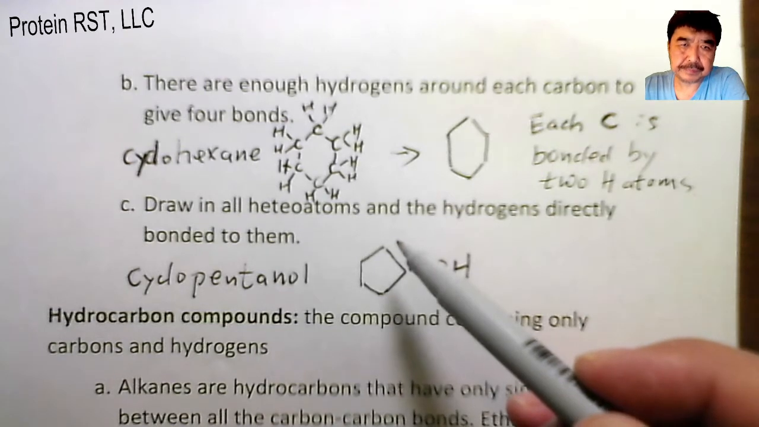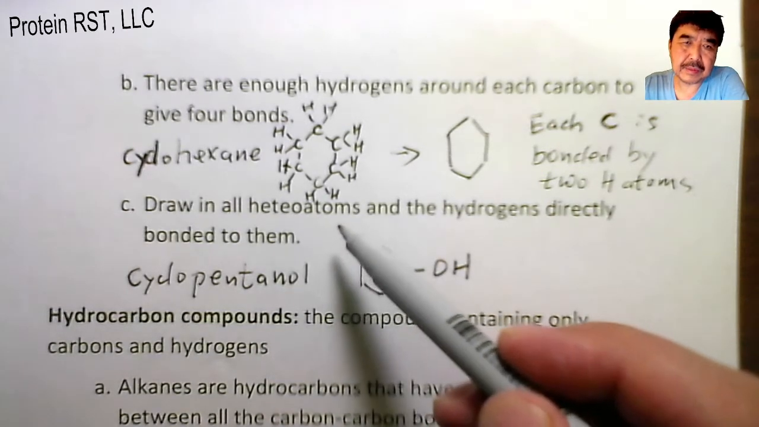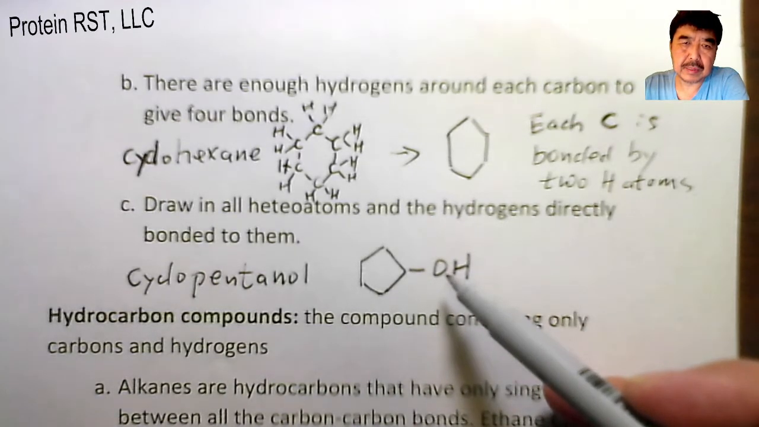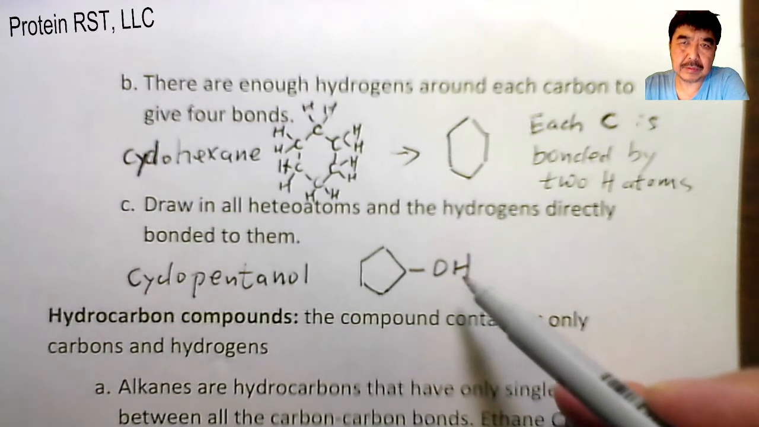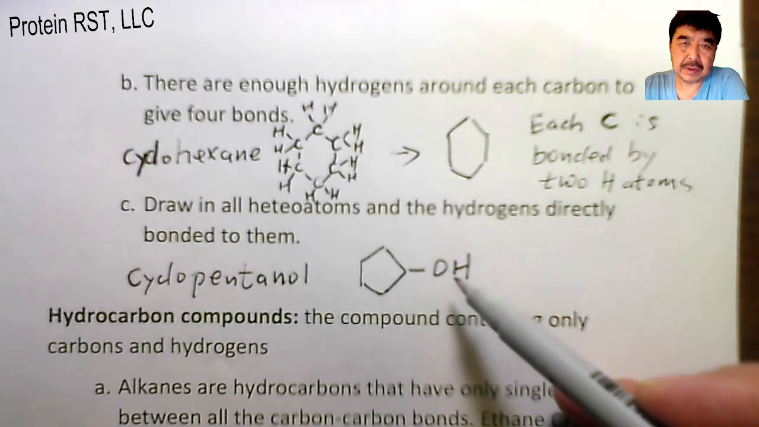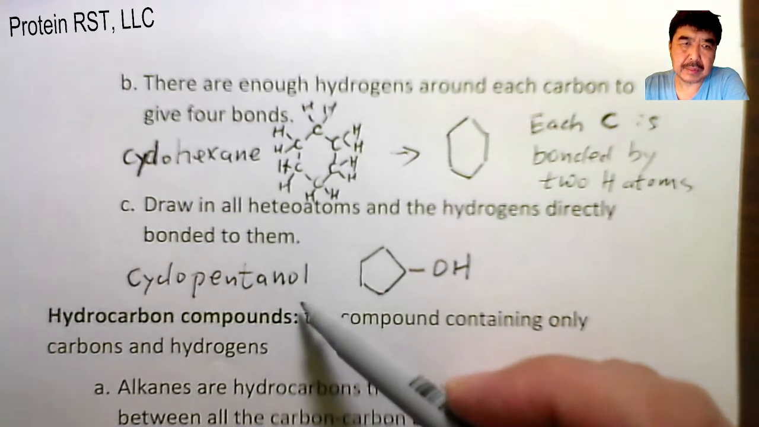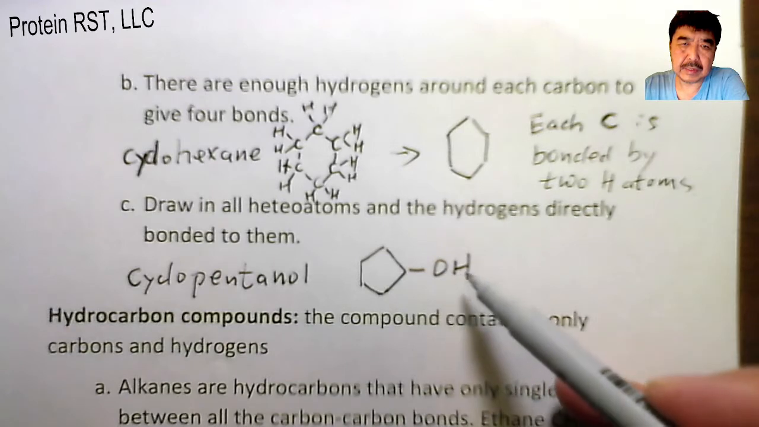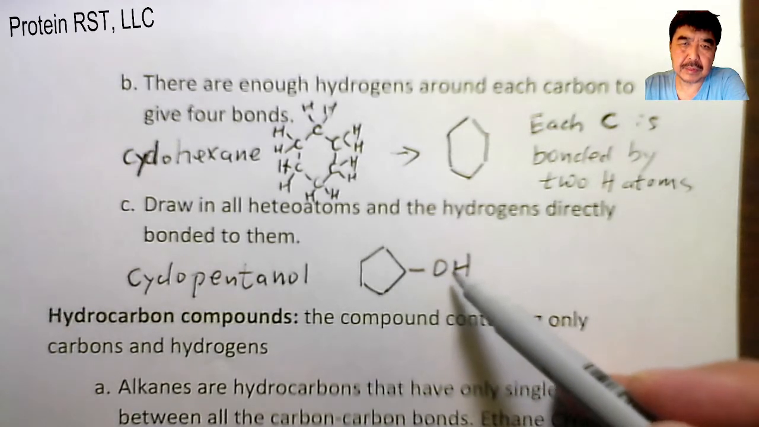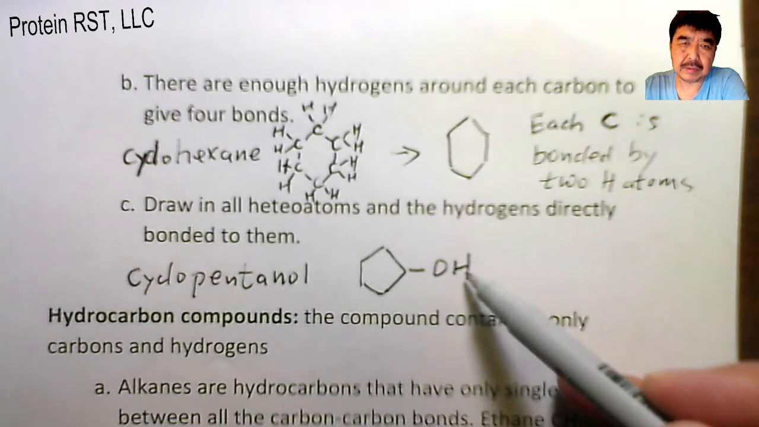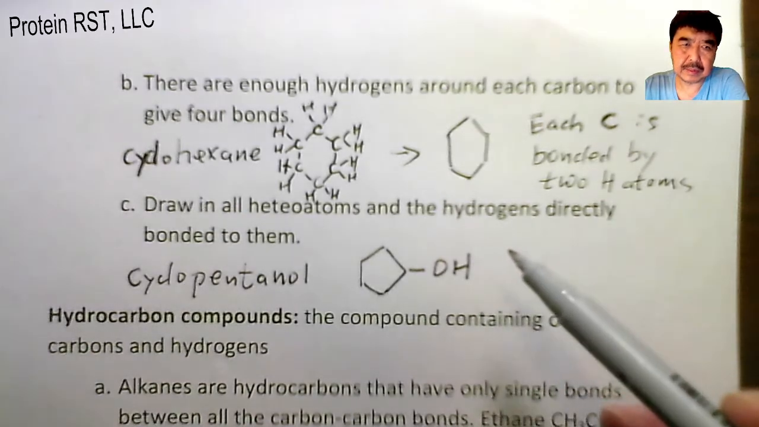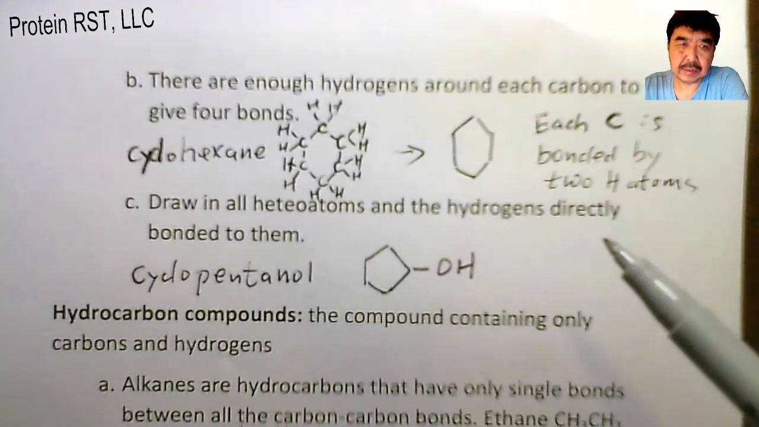The last one is if the compound has a heteroatom, you need to draw the heteroatom like this. Also, you need to draw the hydrogen atom directly bound to the heteroatom. In this case, it's a cyclopentanol. You can see this oxygen here and hydrogen directly bound to oxygen. You have to draw the oxygen and the hydrogen. This hydrogen cannot be omitted. This is the third rule for drawing a skeletal structure.